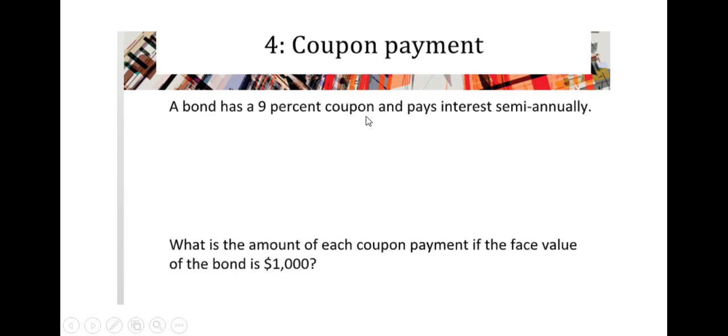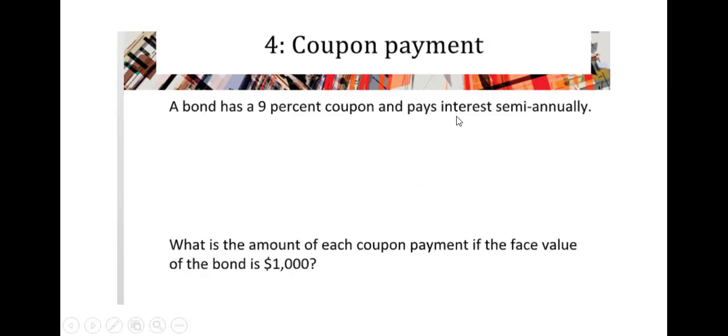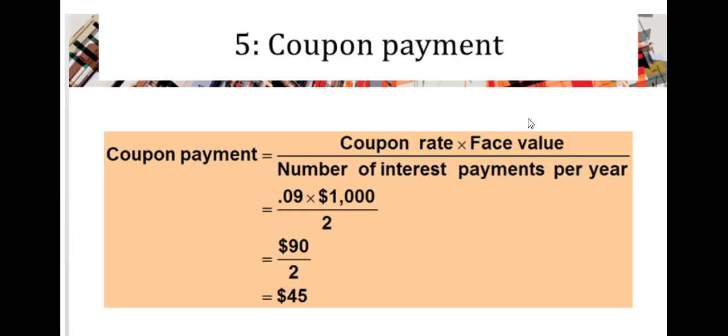So the coupon payment is expressed as the face value multiplied by the coupon rate and divided by the number of interest payments. In our case, the coupon rate is 9%, the face value is $1,000, and the number of interest payments per year is 2 because the bond pays interest semi-annually. So the coupon payment is $45.